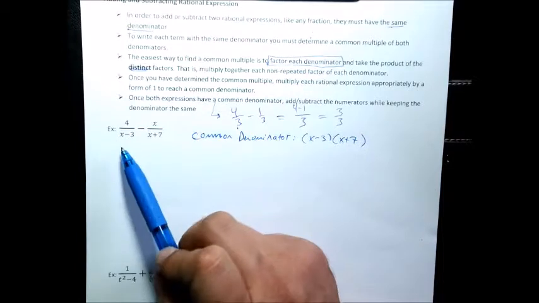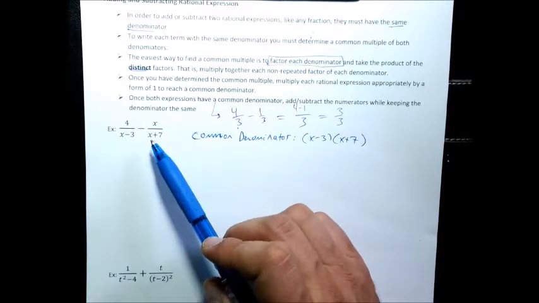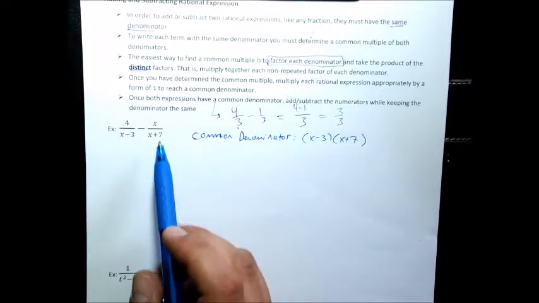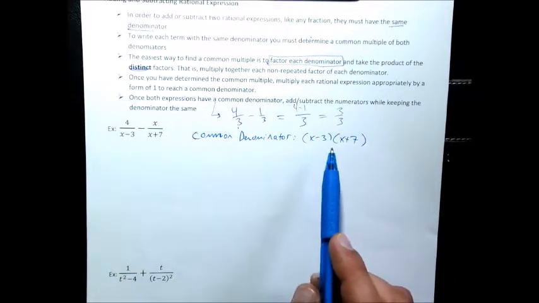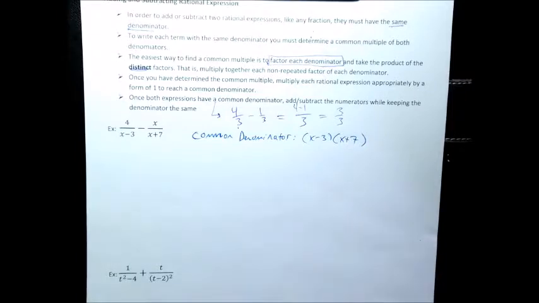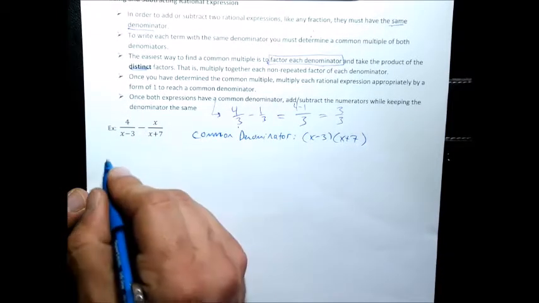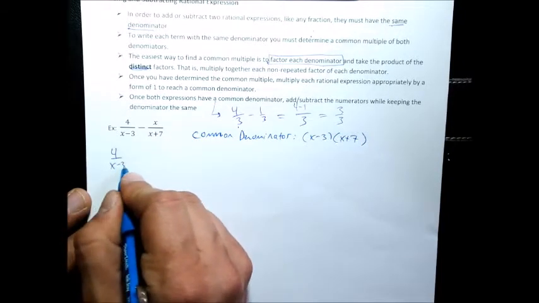Because the x minus 3 came from the left one, and we got the x plus 7 from the right one. And so we just combine the two of them, and that'll be the common denominator, right? Any questions about that? Okay, so now we just want to make sure they both have that denominator, and then once they do, we can combine them. And so the one on the left already has the x minus 3. So we don't have to worry about giving it an x minus 3.